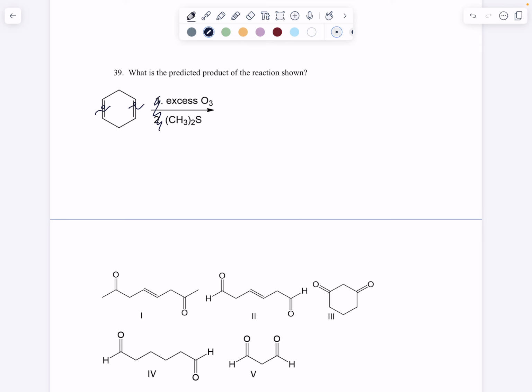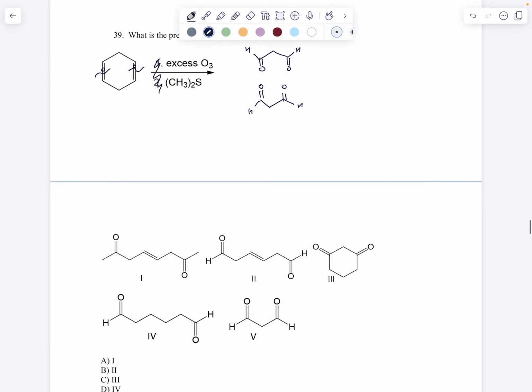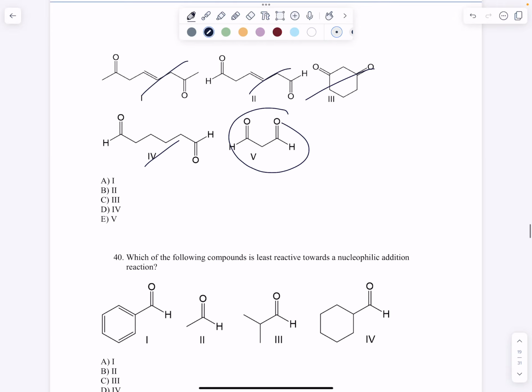So O3 cleaves double bonds, and so we know that it will look something like this. And it's identical on the other side. And because it's O3, and it doesn't have another source of oxygens, then I'm going to go with right here. None of those make sense, so answer choice E.